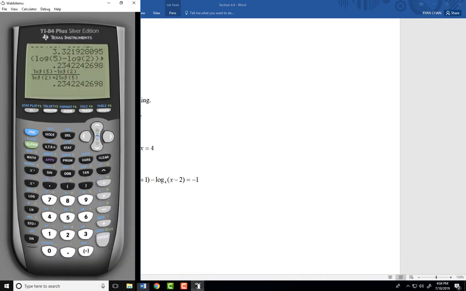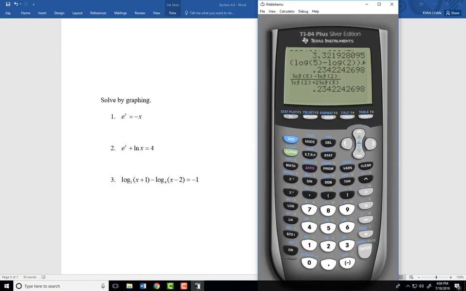Okay? So what I'm going to do is, let's say for example we look at number 2. I am going to graph each one separately. So the left hand side of my second equation I'm going to type in: e to the x plus natural log of x. Okay? And then right here, I'll just type in 4 and I'll graph both of them.